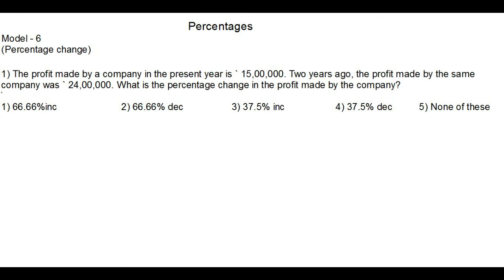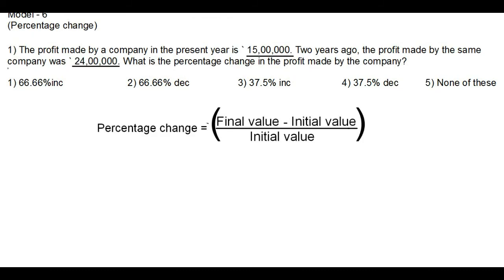The question given here is, the profit made by a company in the present year is rupees 15 lakhs. 2 years ago, the profit made by the same company was rupees 24 lakhs. What is the percentage change in the profit made by the company? So as you can see here, we know the present profit of the company, that is rupees 15 lakhs, and the profit 2 years ago, which is 24 lakhs. And we are supposed to find out what is the percentage change between these two values.